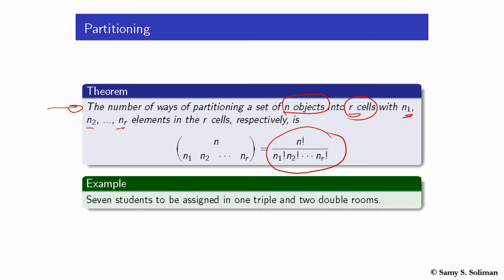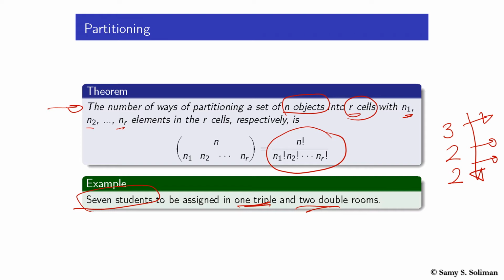So for example, let's assume that we have 7 students that need to be assigned in 1 triple room and 2 double rooms. So we have 1 room that can take 3 students and 2 other rooms each can take 2 students. So how can we assign the 7 students to those rooms? Again, now in this example we have 3 distinct rooms.